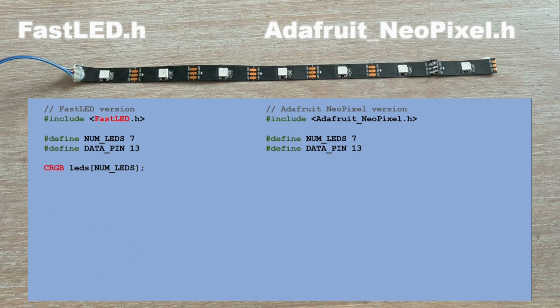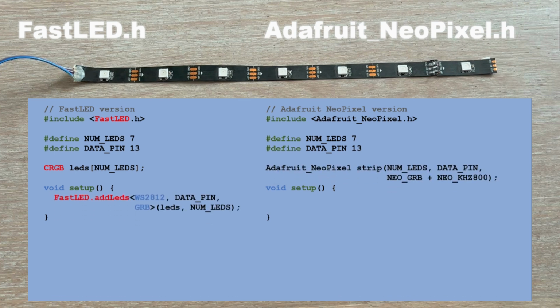I really like this table-like representation of the LED strip in the code. It makes things intuitive. To initialize the strip, FastLED uses a single command inside the setup. In the NeoPixel library, we declare the strip object globally and call its begin method in the setup.